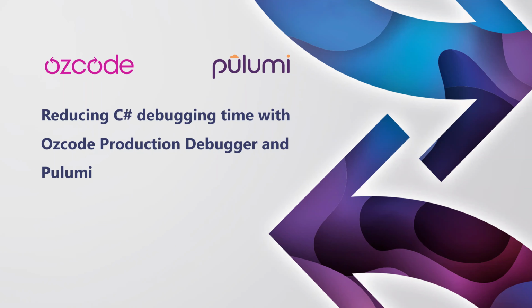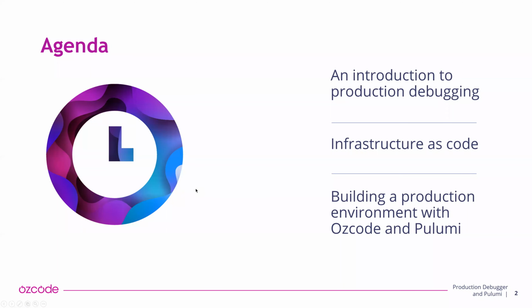So the things we're going to take a look at, initially we're just going to do a quick introduction to production debugging as a whole. Then we're going to talk a little bit about infrastructure as code. And then we're going to go out and actually do things, and we're going to build a production environment with Ozcode and Pulumi. So let's go and do that.